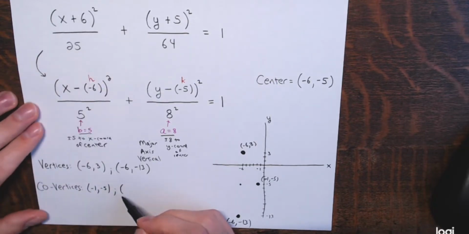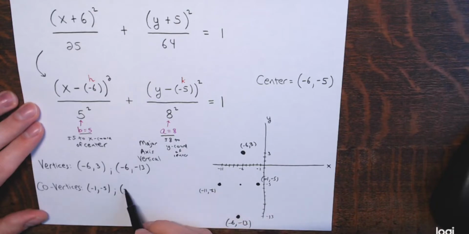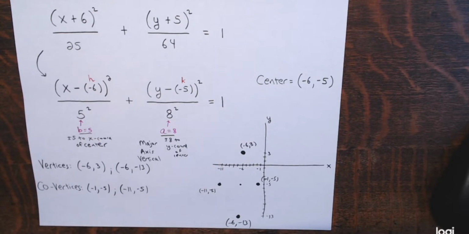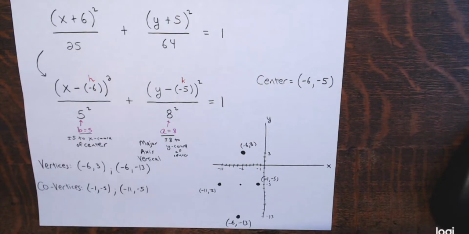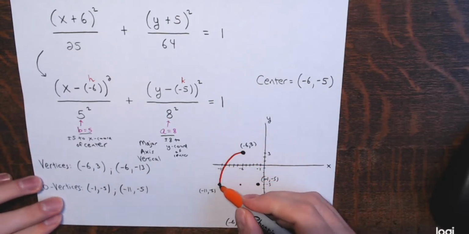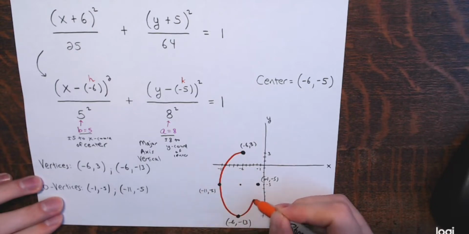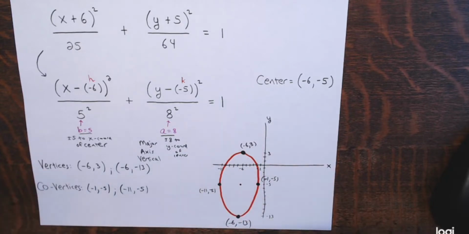It works. And then from the center, go left 5 units to negative 11 on the x-axis. There's negative 11, negative 5, another co-vertex, another end of the minor axis. And once you have the vertices and the co-vertices, you should be able to make a rough sketch of the ellipse. Just draw an ellipse that touches all the points, make it look curvy, like an oval.